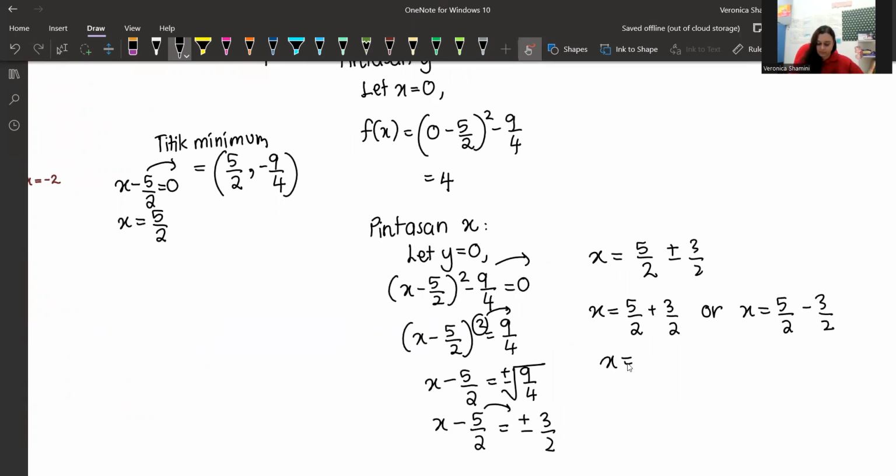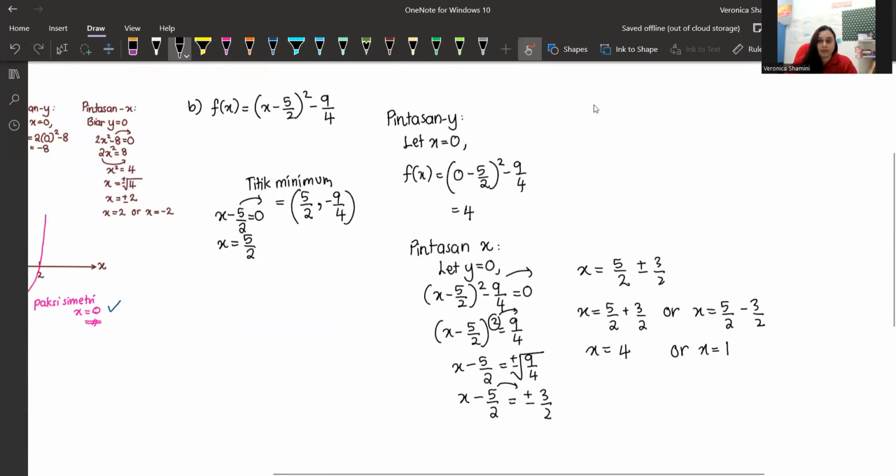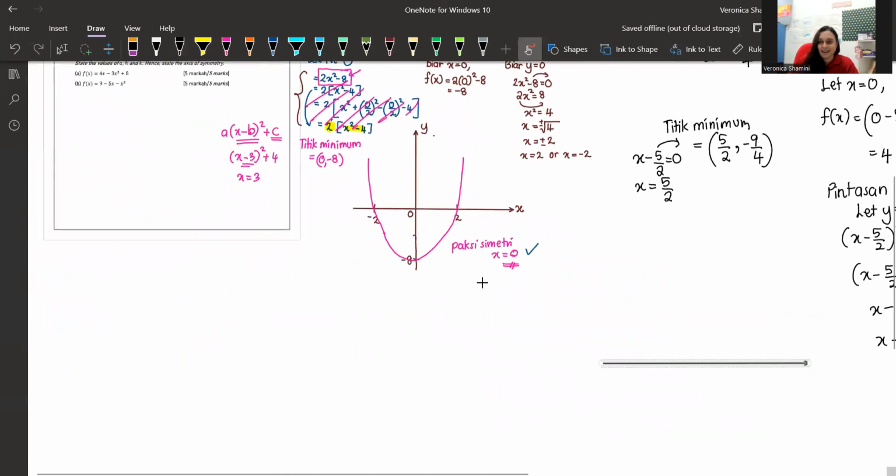Okay. So, we got two answers. 5 over 2 plus 3 over 2, that is 4. 5 over 2 minus 3 over 2, I think you get 1. Okay, 1. So, dah dapat your x-intercept, paksi x. Okay, so sekarang kita lukis the graph. Not lukis, sorry, lakar. Okay, we lakarkan our graph.